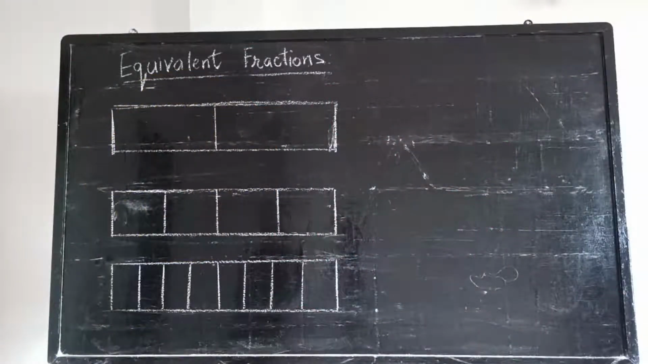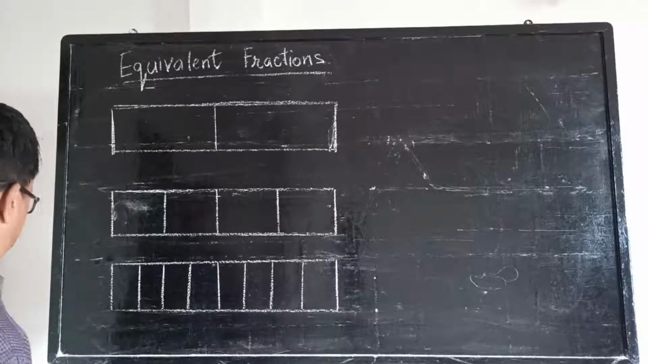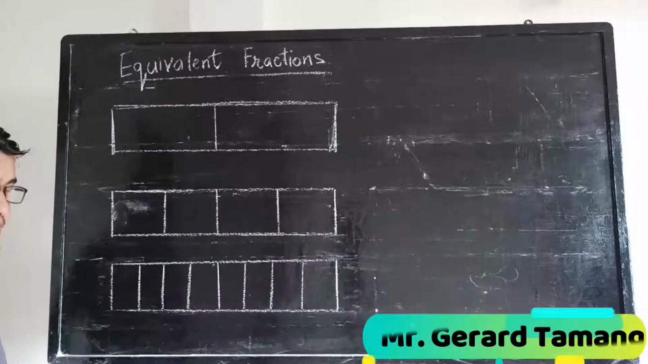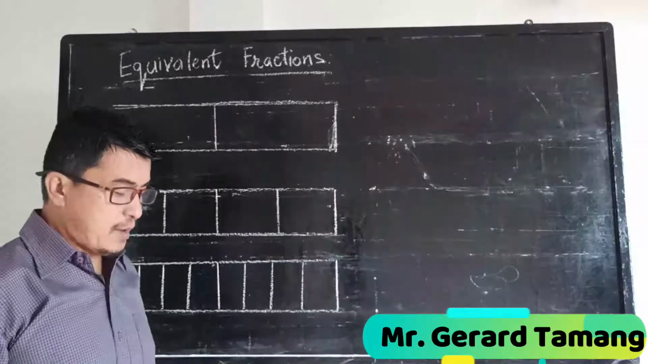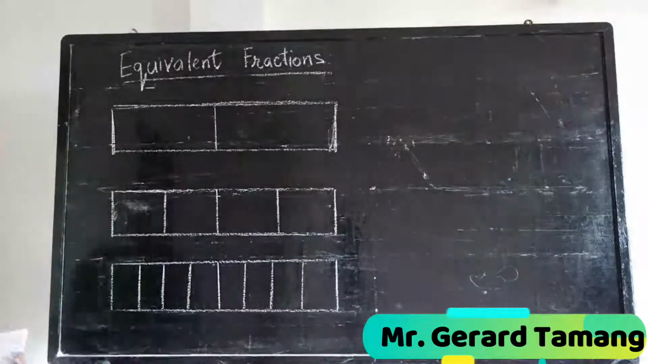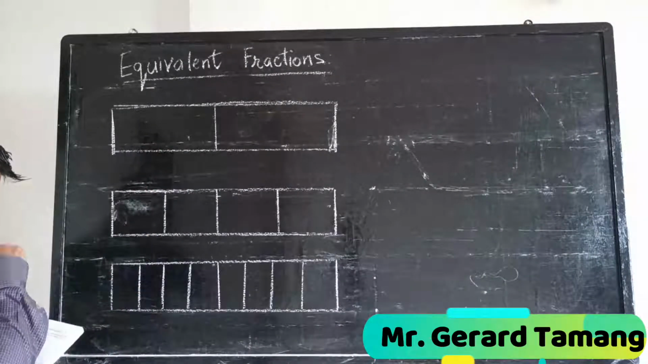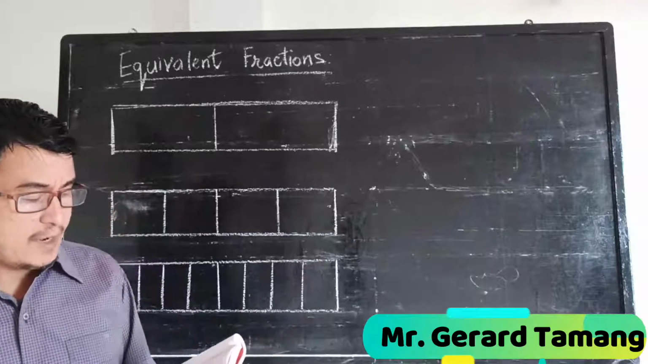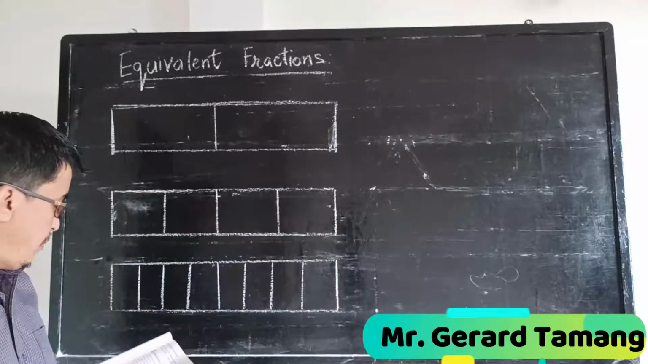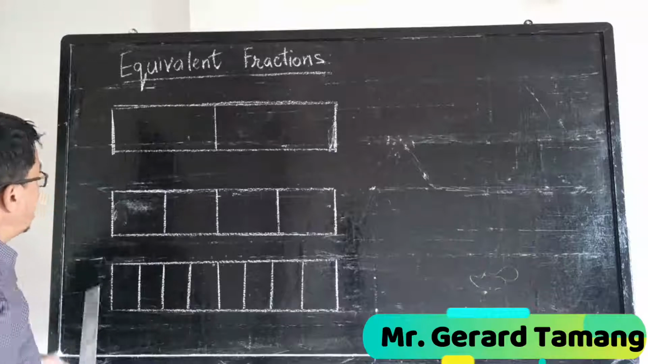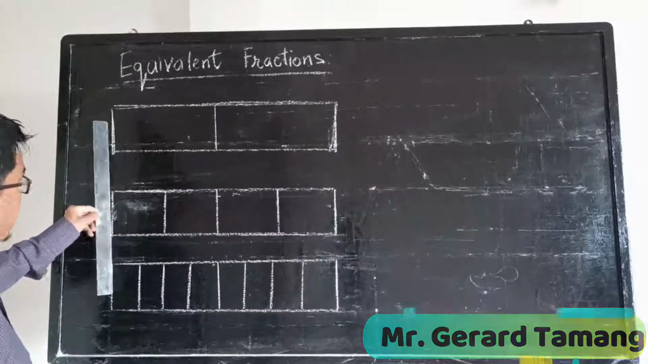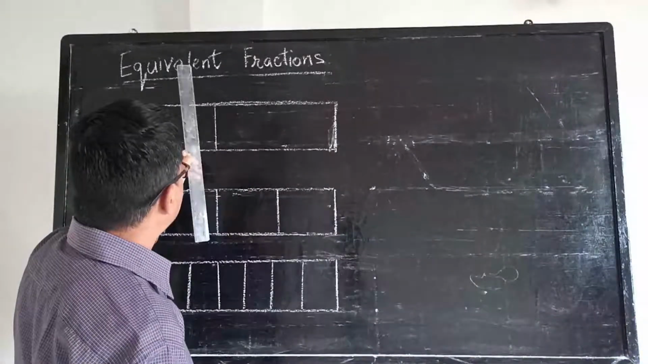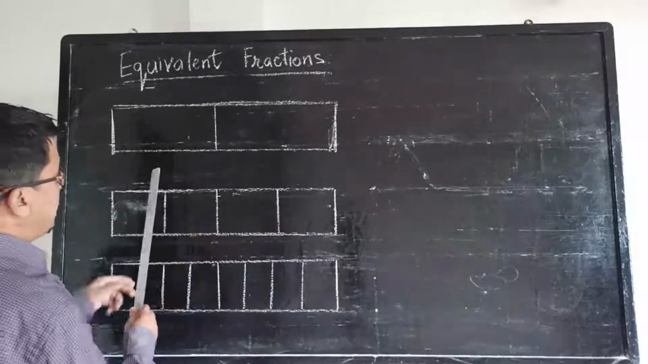In fractions, we are going to learn equivalent fractions. On page number 87, look at the following figures here. I have drawn 3 figures. The sizes are the same, but they are divided into different numbers of equal parts. So the sizes of these figures are the same, but they are divided into different parts.